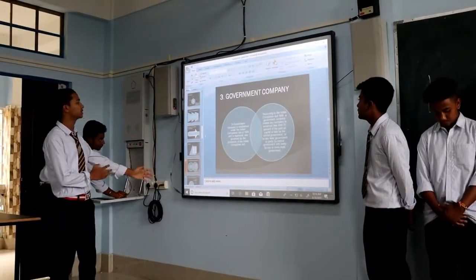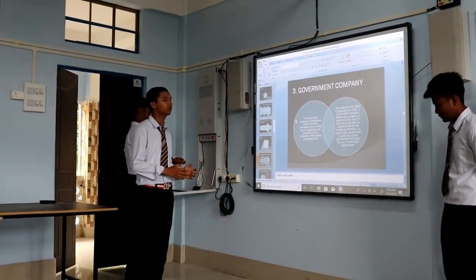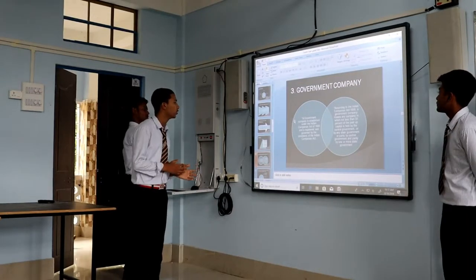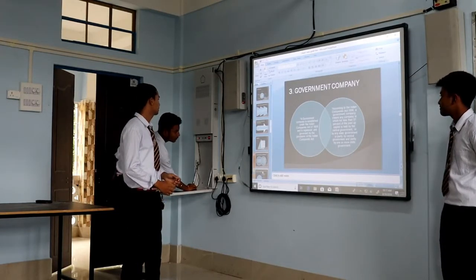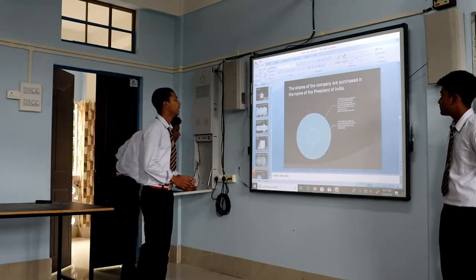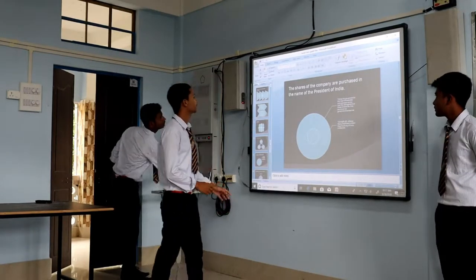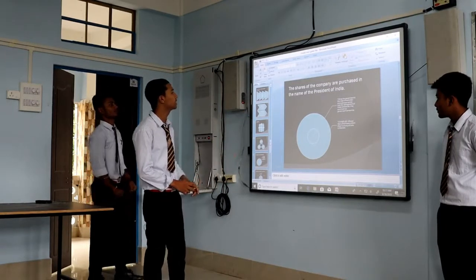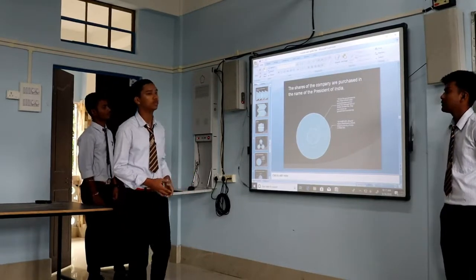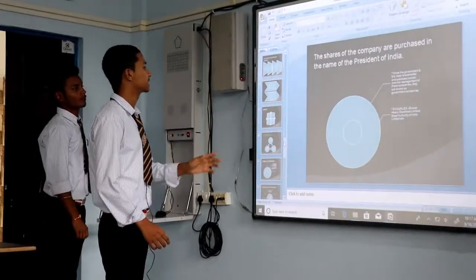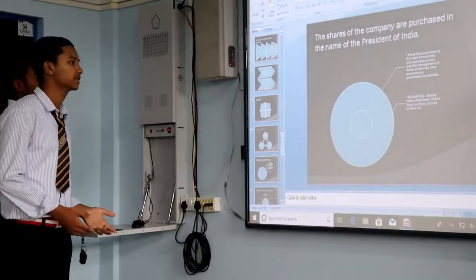So third one is the government company. A government company is established under the Indian Companies Act of 1956 and is registered and governed by the provisions of the Indian Companies Act. The shares of the company are purchased in the name of the President of India. So here is a diagram. Since the government is a major shareholder and exercises control over the management of these companies, they are known as government companies. Examples are Bharat Heavy Electricals Limited, Steel Authority of India Limited, etc.